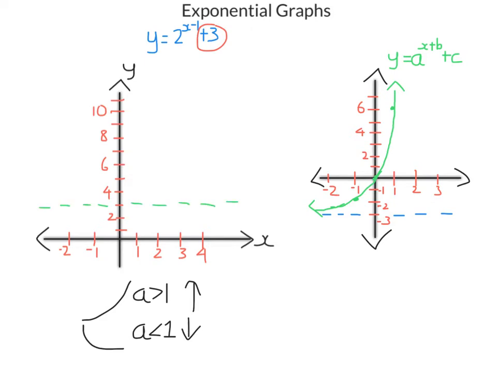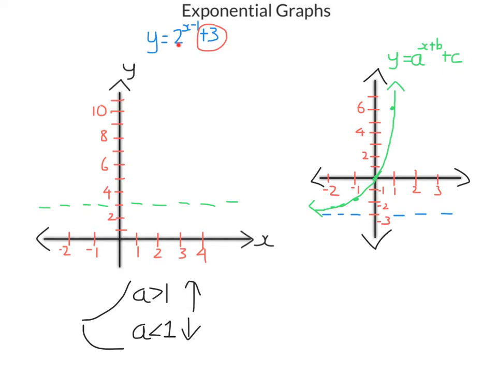So why would this have an asymptote? Well, this is because this thing here, 2 to the power of x minus 1, can never equal 0. It can never be less than 0. So y can't be 0 plus 3, which is equal to 3.